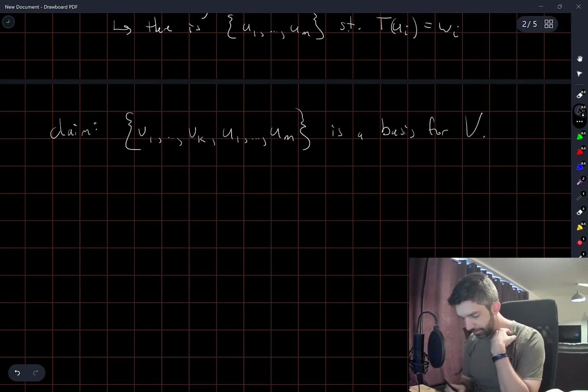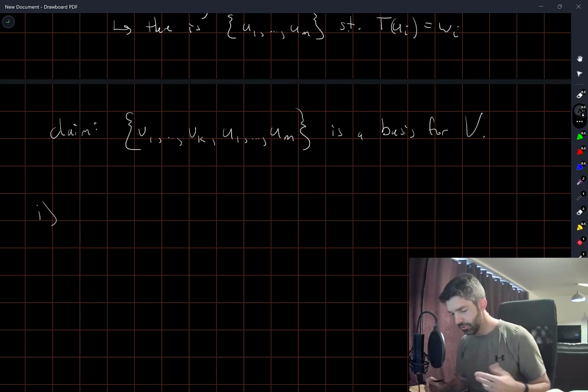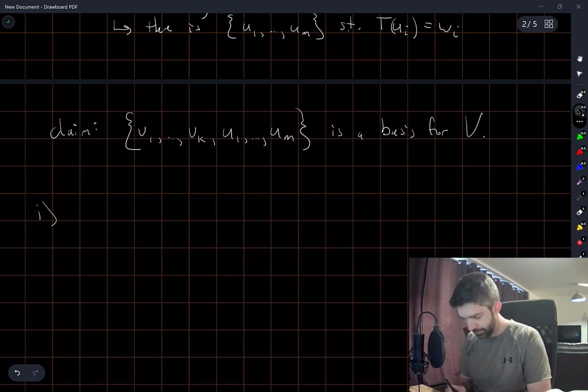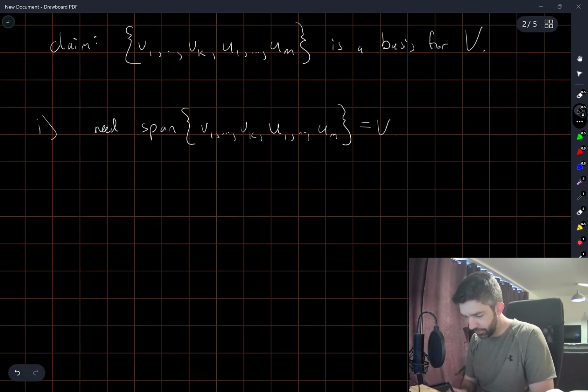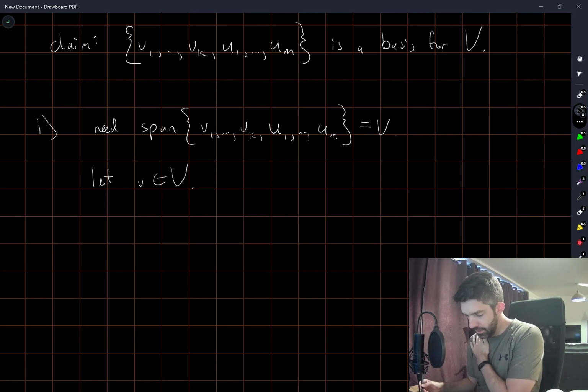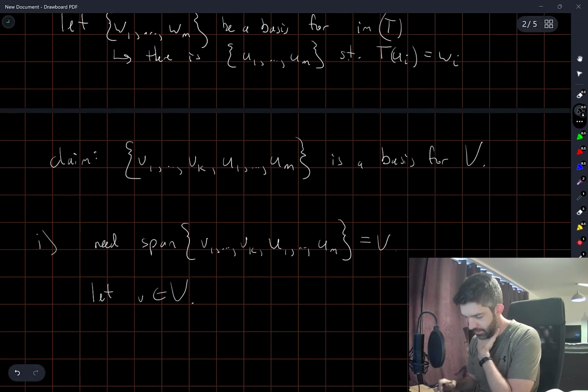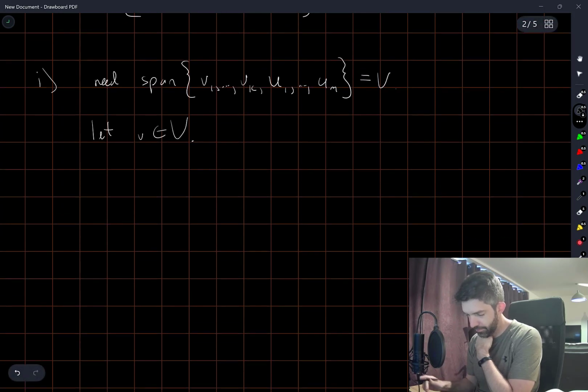So how do we want to do this? We need to verify two things here. The first is we need to verify that the span of these vectors is equal to V. Okay, so the way I'll do this is I'll let v be any vector in V, arbitrary. What do I want to do now? I need to show that v can be written as a linear combination of vi's and ui's.